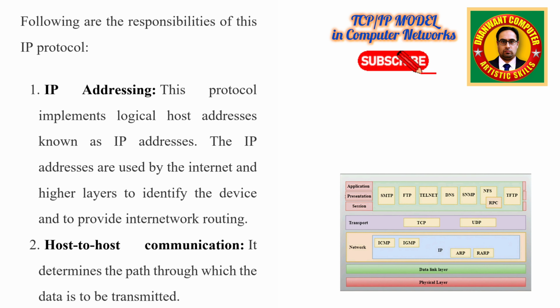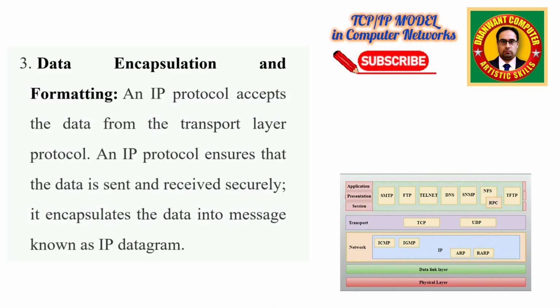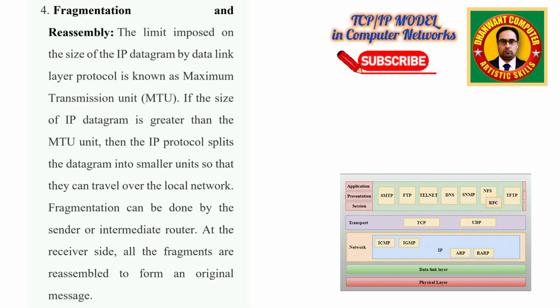2. Host-to-host communication. It determines the path through which the data is to be transmitted. 3. Data encapsulation and formatting. An IP protocol accepts the data from the transport layer protocol. An IP protocol ensures that the data is sent and received securely. It encapsulates the data into a message known as an IP datagram.